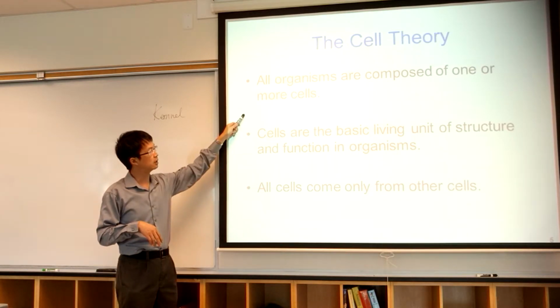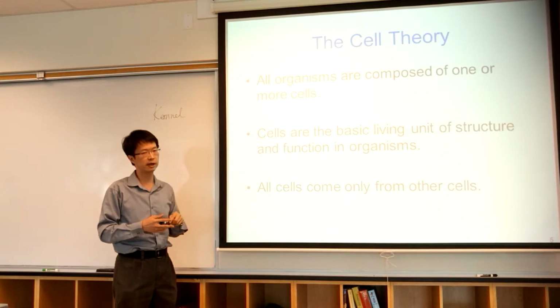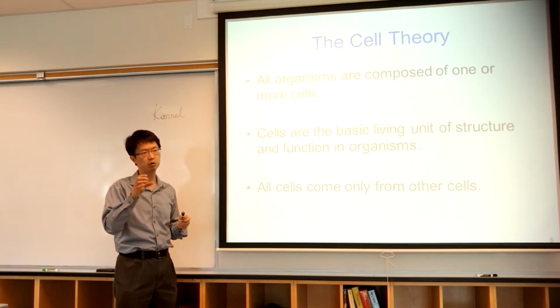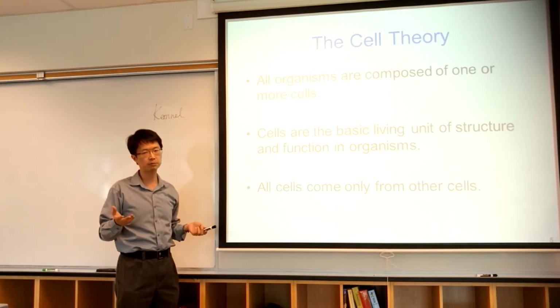So the first one is that all living organisms are composed of 1 or more cells. 1 or more cells, because we have unicellular organisms like amoeba. They only have 1 cell, 1 organism. Or multicellular organisms, just like human beings, just like us.